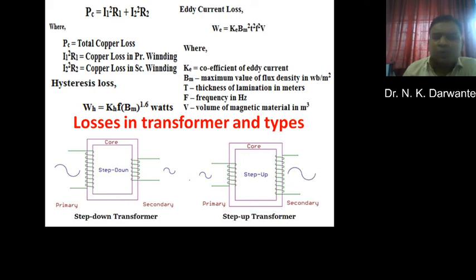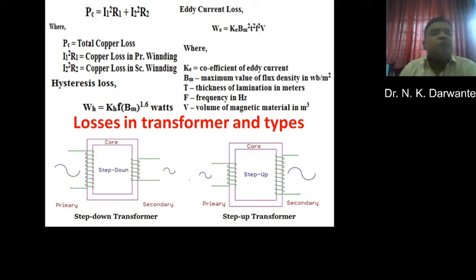Now below, two diagrams are given. One is of a step down transformer and the other is a step up transformer. Can you see the difference between step up and step down transformer? Almost the structure is the same. There is no change in the core material, but if you closely observe the windings of a step down transformer, the number of turns in the primary is more as compared to the number of turns in the secondary.